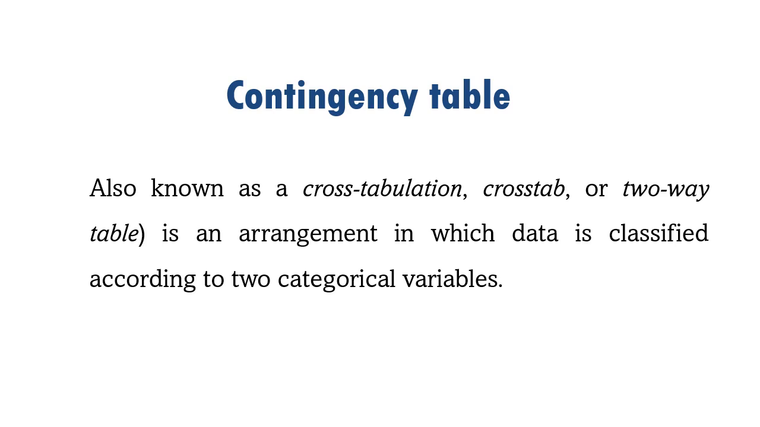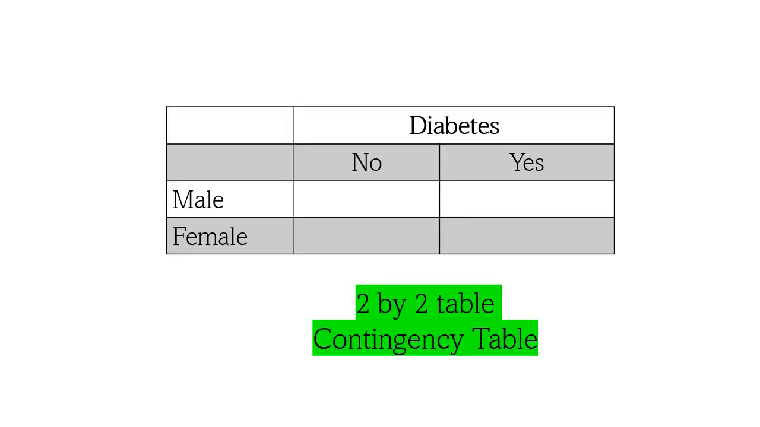So this contingency table, which is also known as the cross table, cross tab, or two-way table, is an arrangement in which the data which we have captured is classified according to two categorical variables. So if we categorize our data like this, the presence or absence of diabetes, or whether the study subject is a male or female, we call it a 2x2 contingency table.